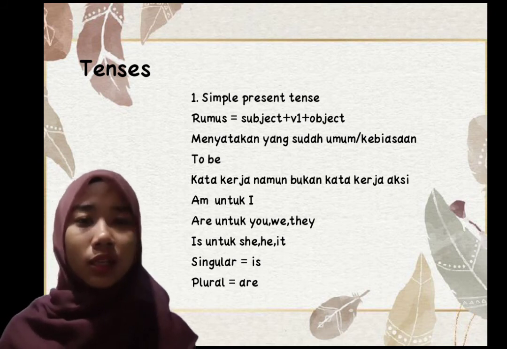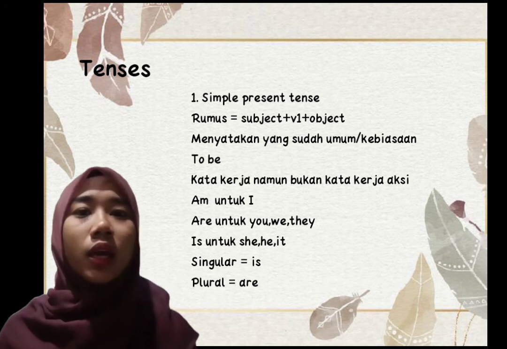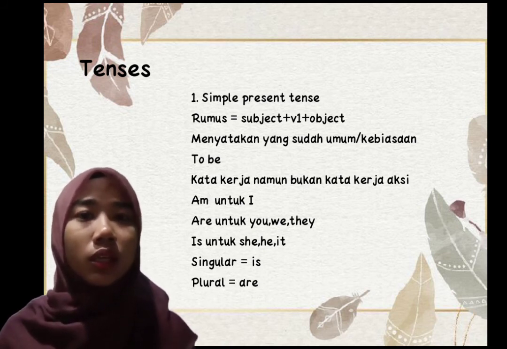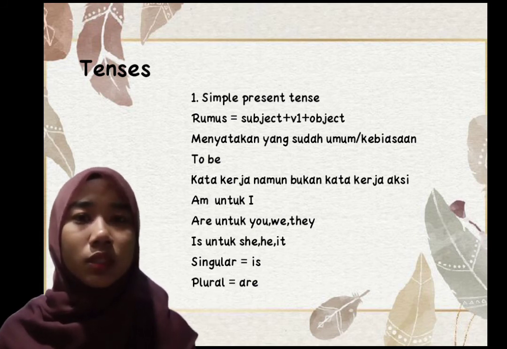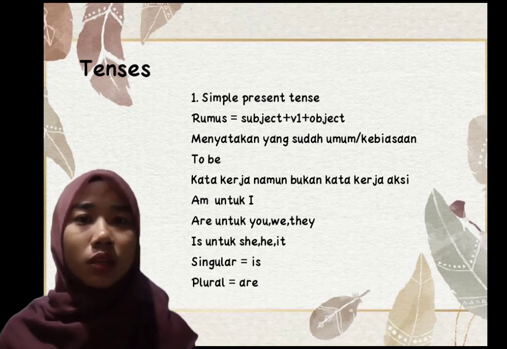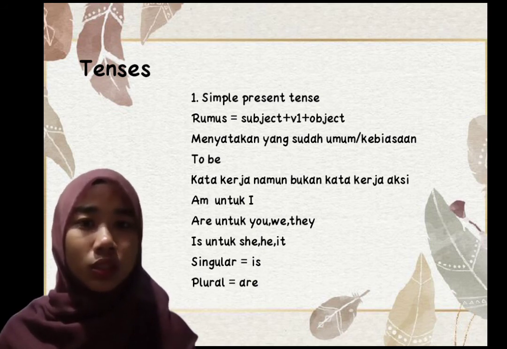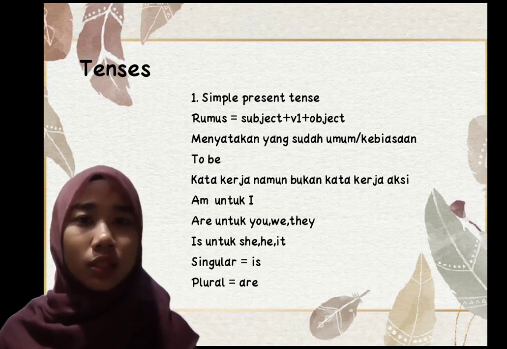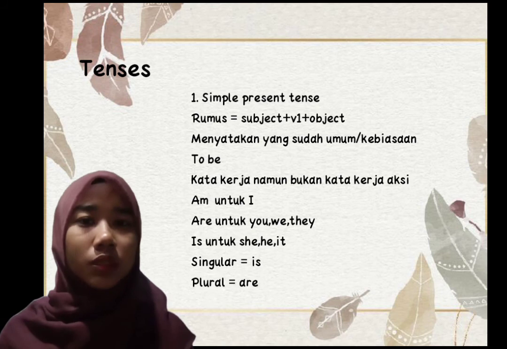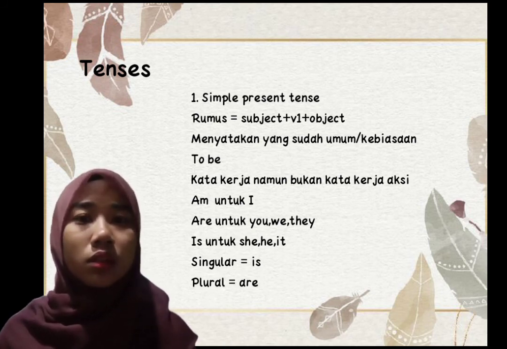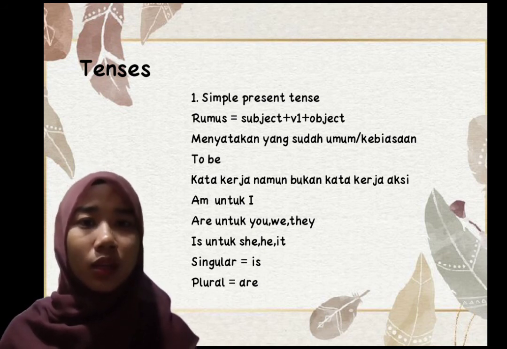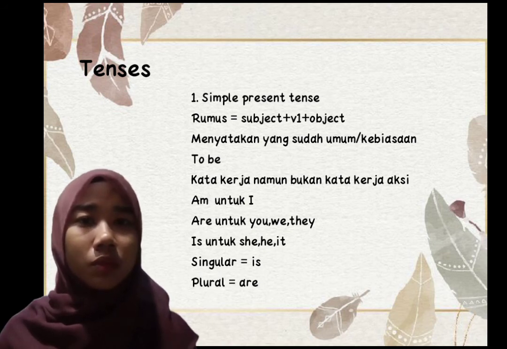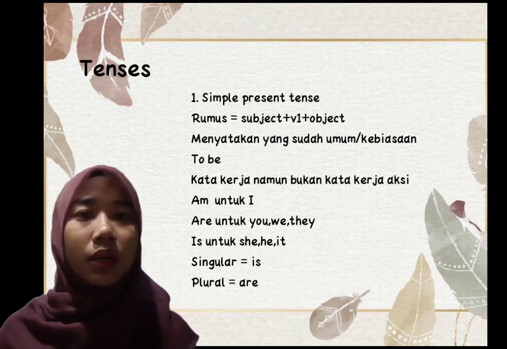To be. To be merupakan kata kerja, namun bukan kata kerja aksi. Meliputi am untuk I, are untuk you, we, they, dan is untuk she, he, it. First person singular, I am. Second person singular, you are. Third person singular, she is, he is, it is. First person plural, we are. Second person plural, you are. Third person plural, they are. Jadi, are dianggap sebagai plural dan is dianggap sebagai singular.